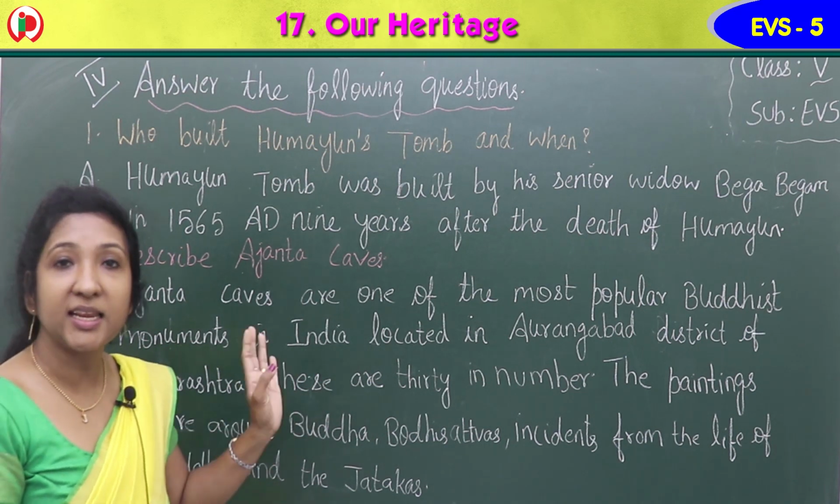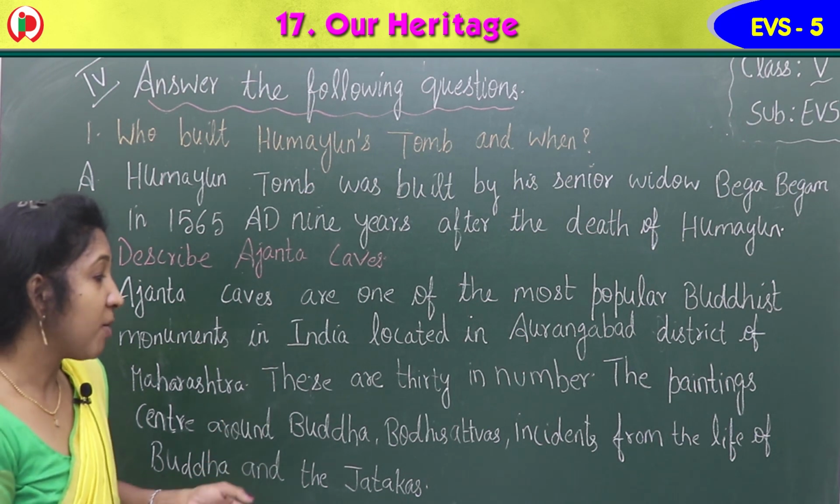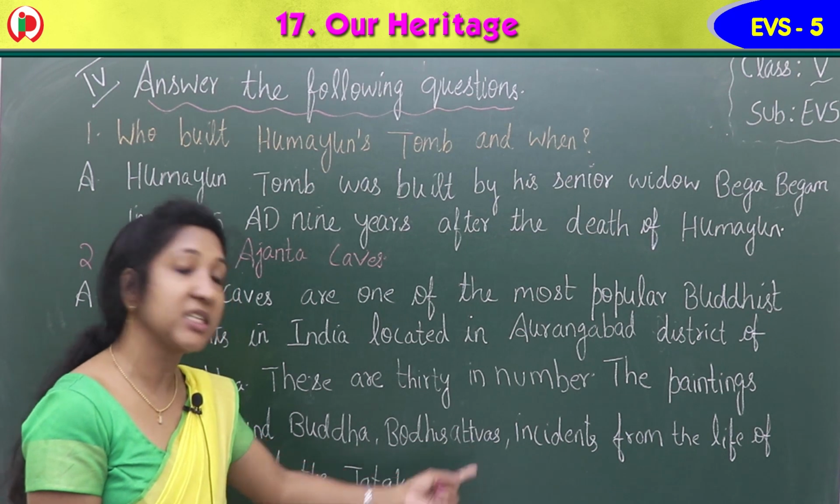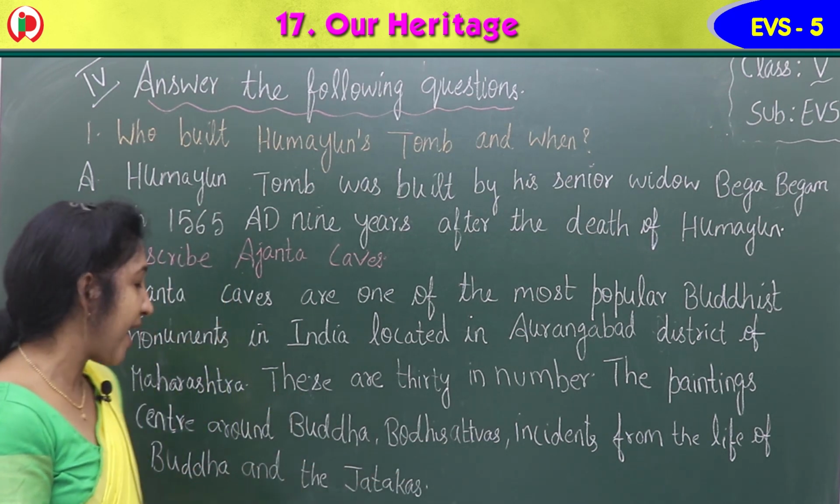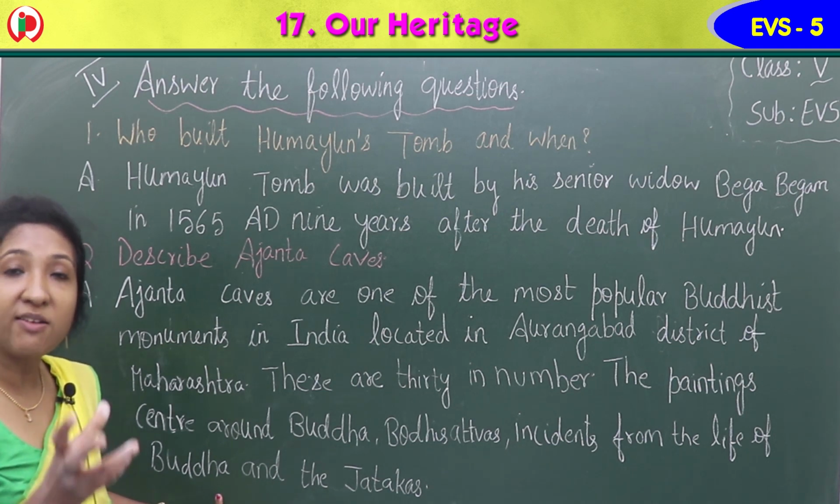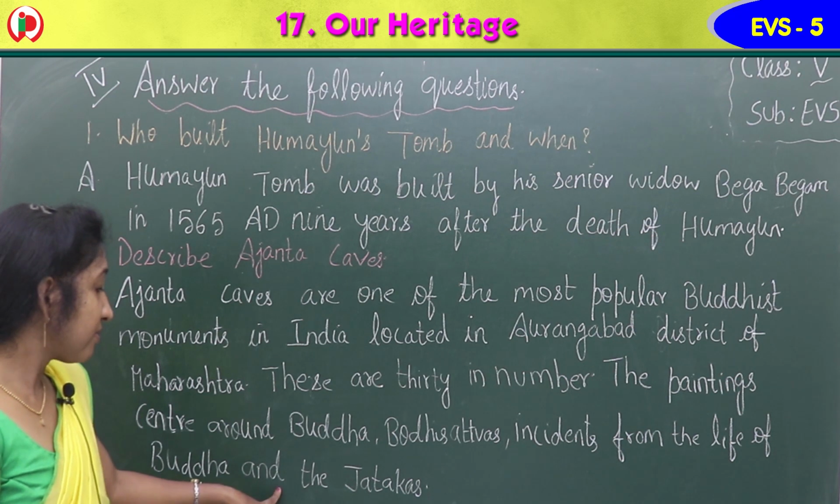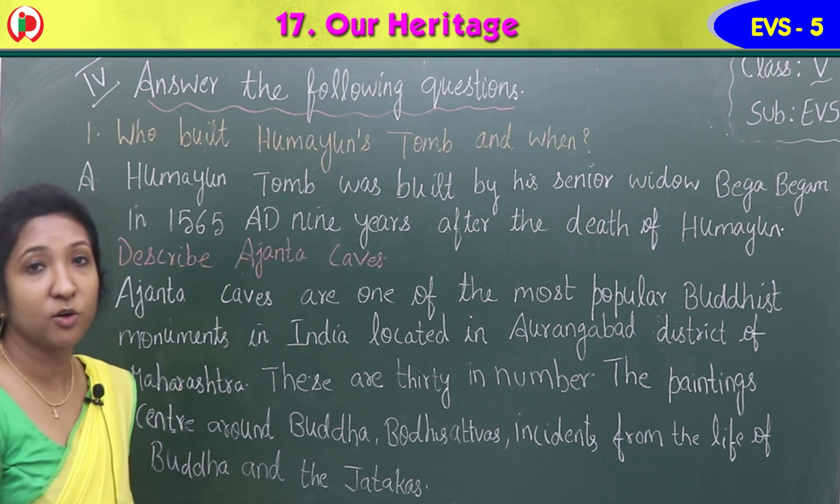These are 30 in number. The paintings center around Buddha, Bodhisattvas, the saints we say, and incidents from the life of Buddha. In the life of Buddha, whatever incidents are there, everything we can see in those paintings. And the Jatakas, where the stories of Buddha are included.